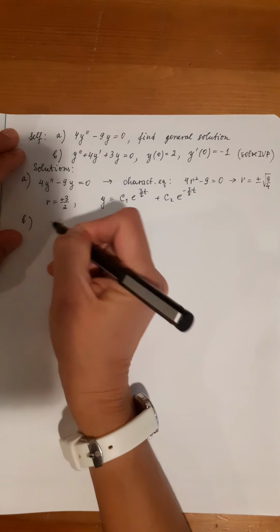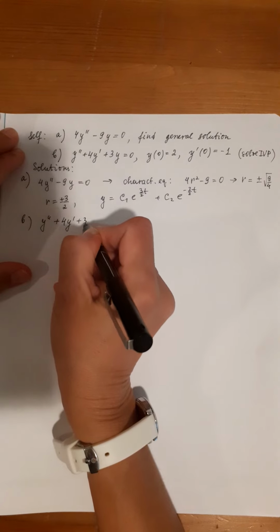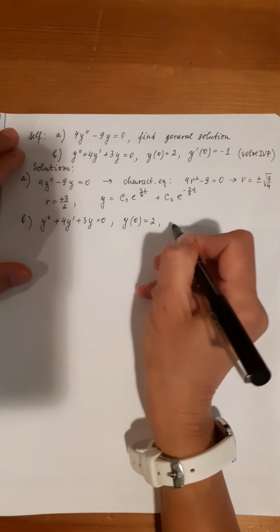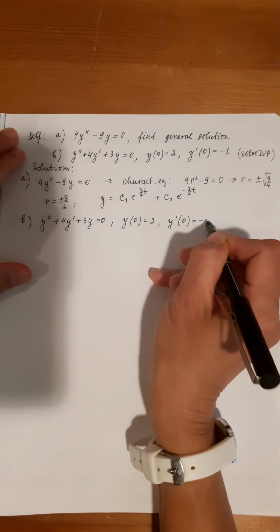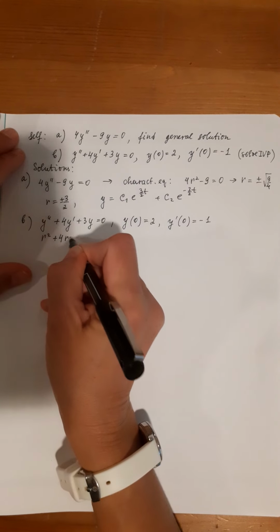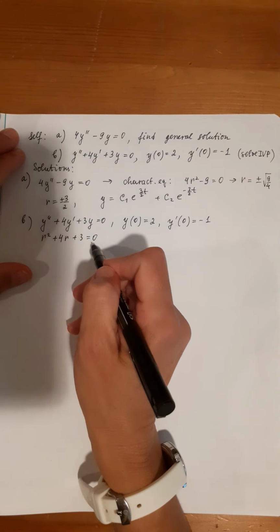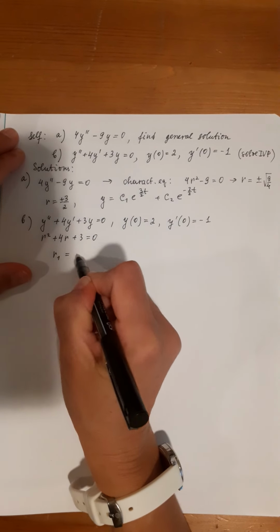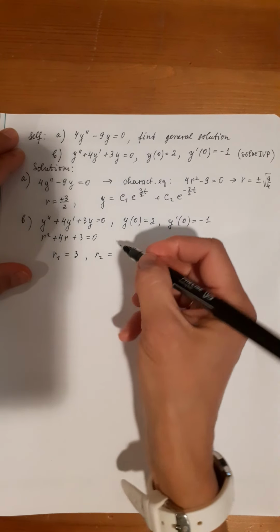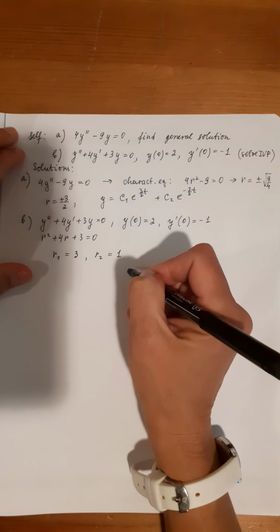B is a little bit more complicated. Second derivative plus 4 first derivative plus 3y equals 0. Initial conditions: y of 0 equals 2 and y prime of 0 equals negative 1. Well, the characteristic equation is r squared plus 4r plus 3 equals 0. Maybe you can just look at this equation and guess the solutions. R1 equals, let's say, 3, and R2 equals, let's say, 1. How about this?